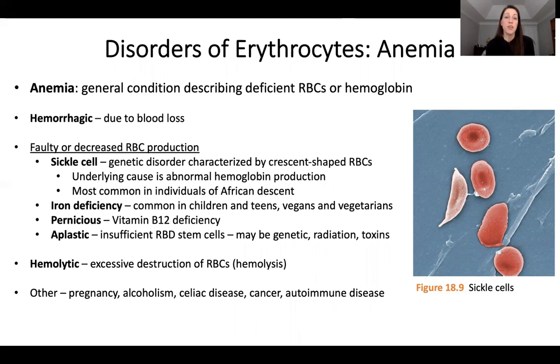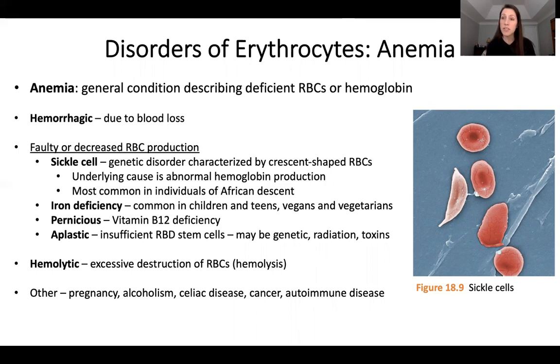So you can have hemorrhagic anemia. That just means that you've lost blood. So it can happen from injury, it can happen from trauma, it can happen after childbirth, it can even happen with heavy menstrual flow. So it just means that you have lost blood, and that's hemorrhagic anemia.